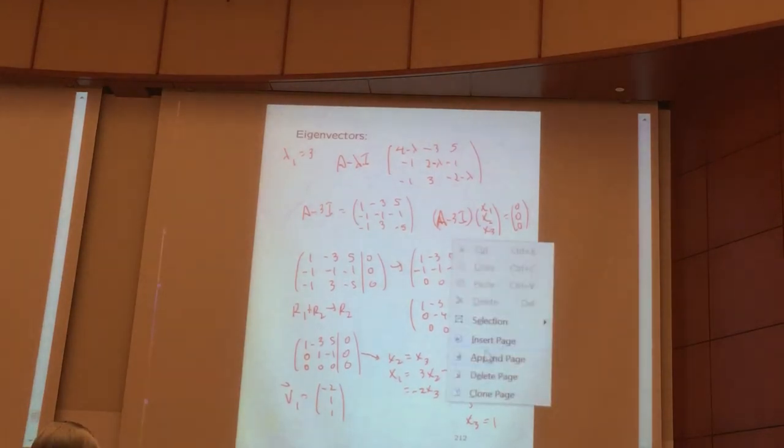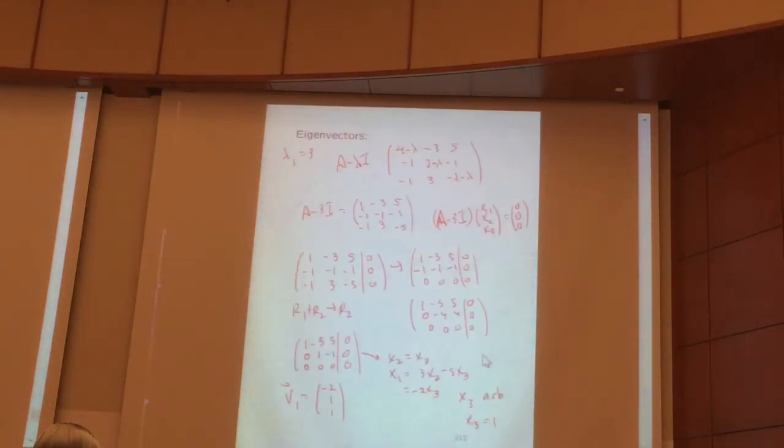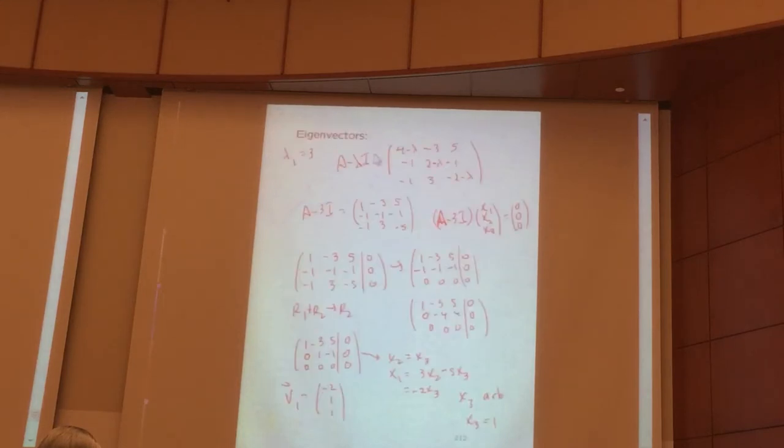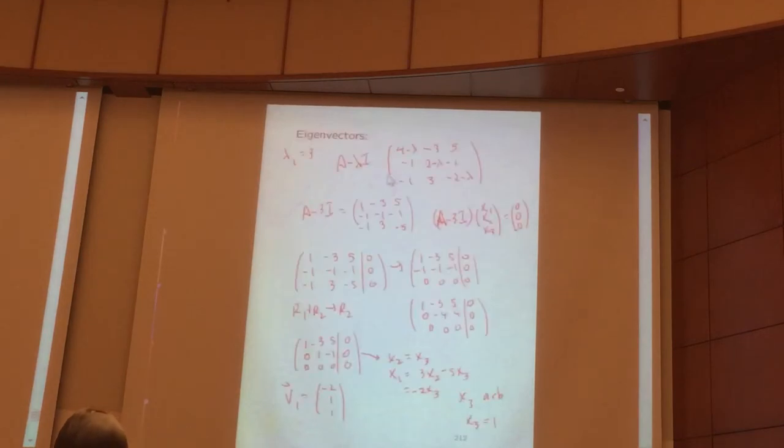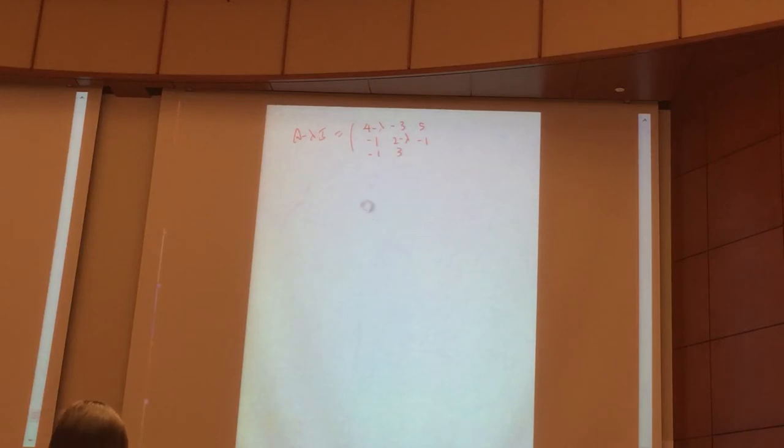We'll do another eigenvector, just so we can see some done. So 4 minus lambda, 4 minus lambda, minus 3, minus 1, 2, minus 1. Minus 1, 2 minus lambda, minus 1. Minus 1, 3, minus 2, minus 1. I have to be careful because flipping back and forth is easy for me to write a number down wrong, drop a sign.